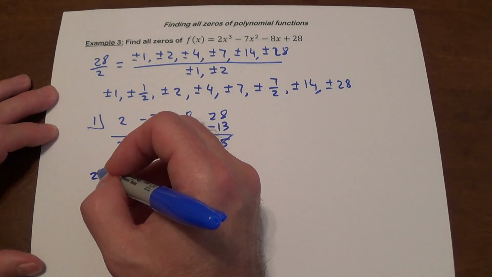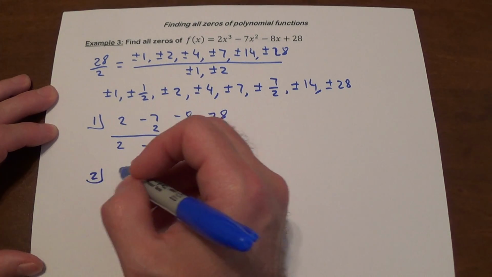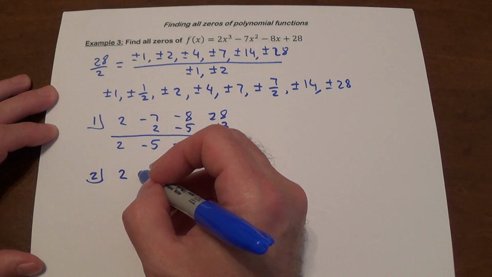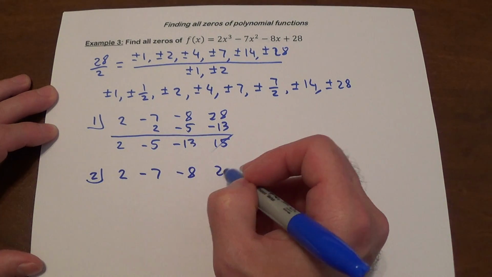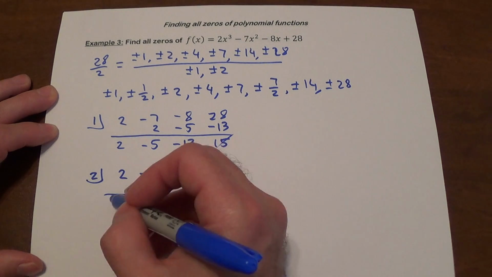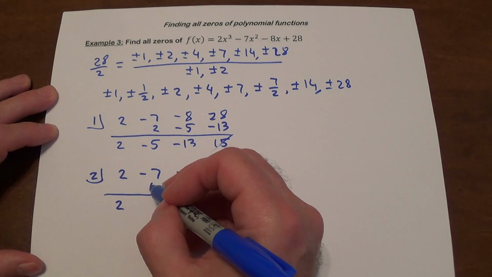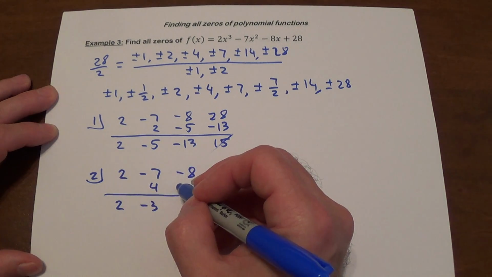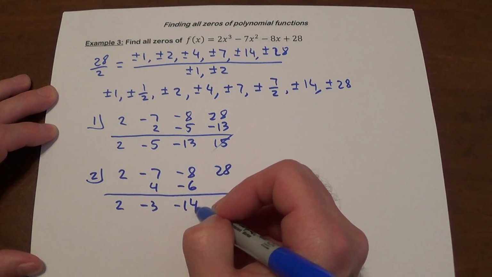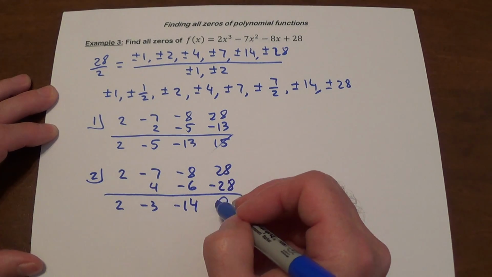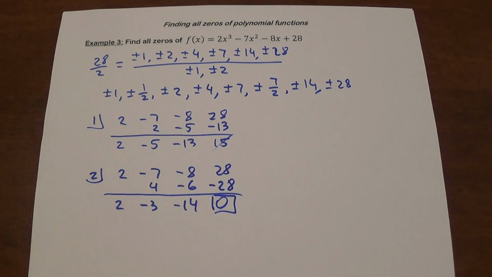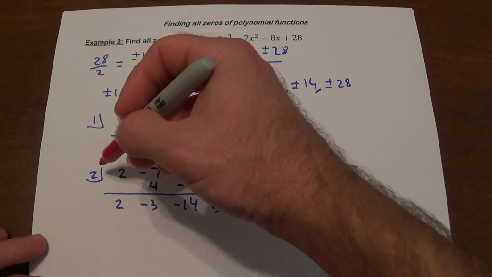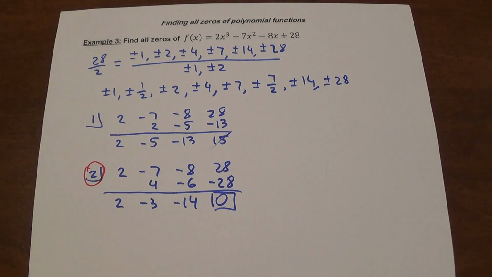We're going to try 2. So what happens here? 2, negative 7, negative 8, 28, all over 2. That's going to give us 4. That's negative 3. That's going to give us negative 6. That's negative 14. Negative 28, and we have 0. Good. We have 0. So that's what we want. We already have 1, and this is a cubic equation. This was a cubic equation, now it's a quadratic equation, and we can solve it.